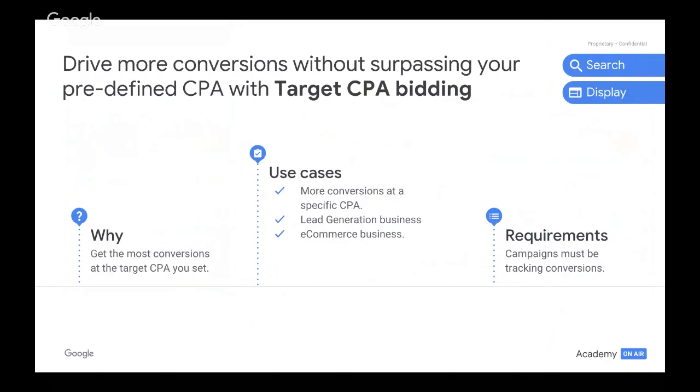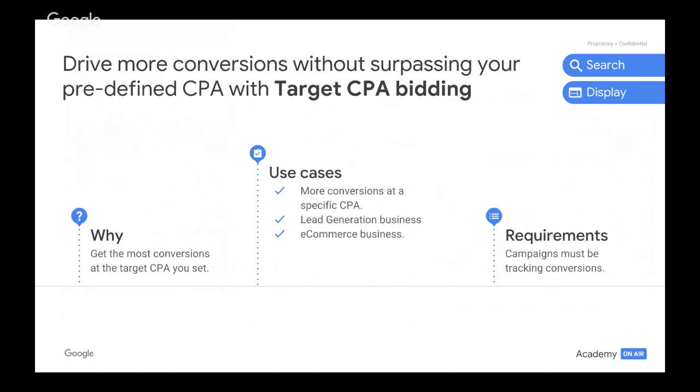Target CPA, then, again, is going to come in where you do have a particular cost per acquisition or cost per lead goal that you're looking to stay under or at for all of your conversions. So we look to drive more conversion volumes within that target CPA that you set. This can be a great fit for any business model. So whether it's an e-com business or a lead gen business, omni-channel business, if acquisition cost is the metric that you go by, target CPA is going to be the best fit for you.